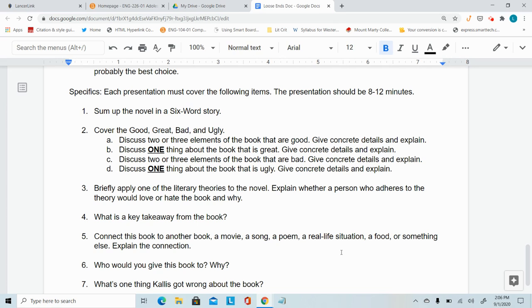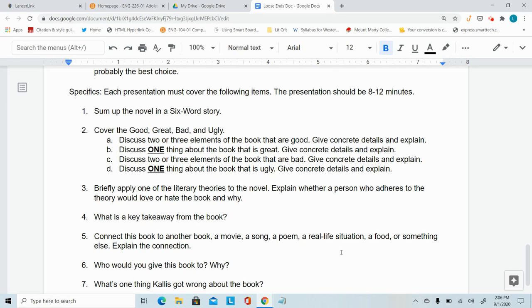Okay? Briefly, and the key word here is briefly, apply one of the literary theories to the novel. The PowerPoint presentation kind of gives an overview. I tried to give examples from Paper Towns as I went through that presentation. If there are any questions about that, please talk to me.